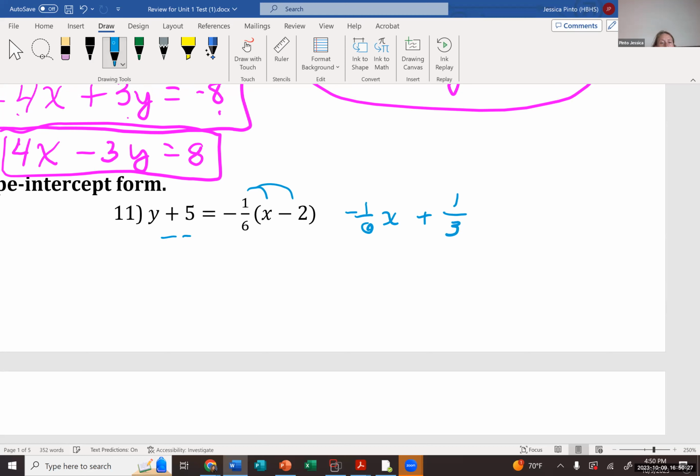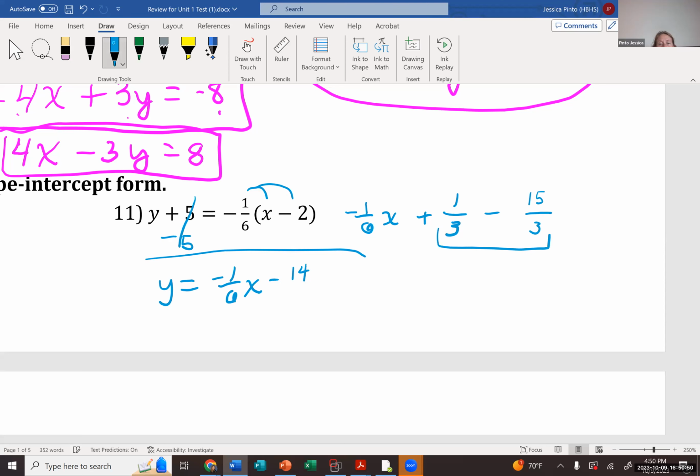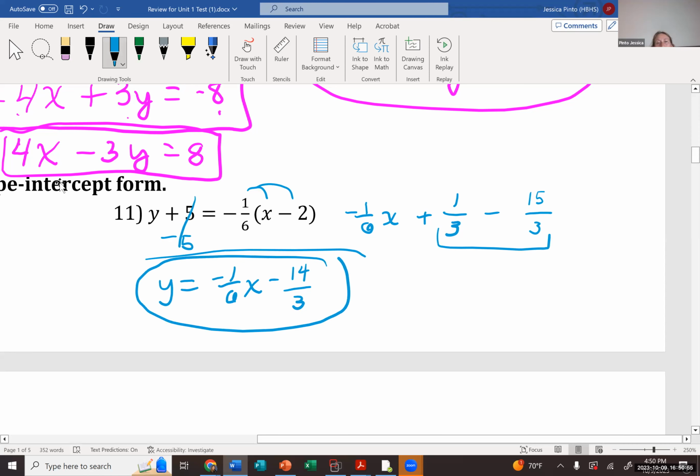Then I'm going to subtract 5. And when I write it over here, I'm going to think of it as 5 times 3, so 15 over 3. Now I have that common denominator. So I'm going to get y equals negative 1/6 x minus 14 over 3. That is my final answer. So that would be really hard to graph. You definitely want to know how to graph point slope form, because that y-intercept is going to be hard to find.